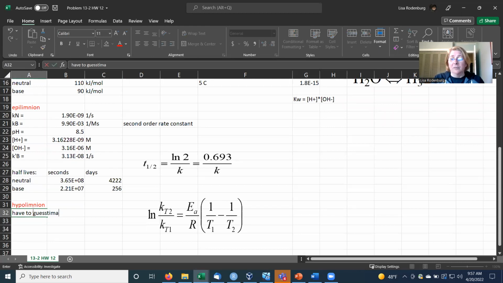Guesstimate. This is a technical term, meaning take a wild guess. Actually, that's not what it means. It means don't take a wild guess, take a guess that's reasonable.